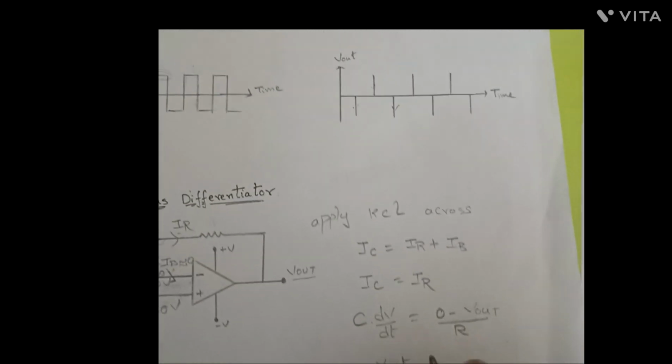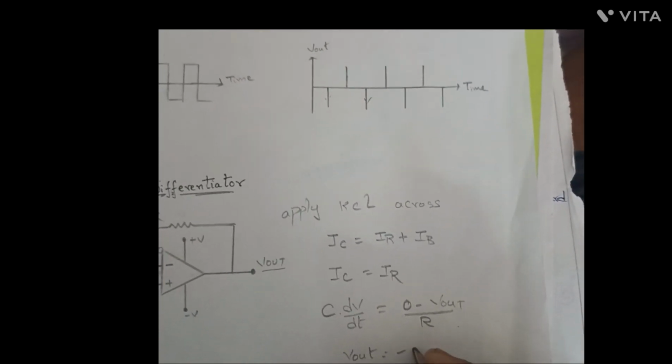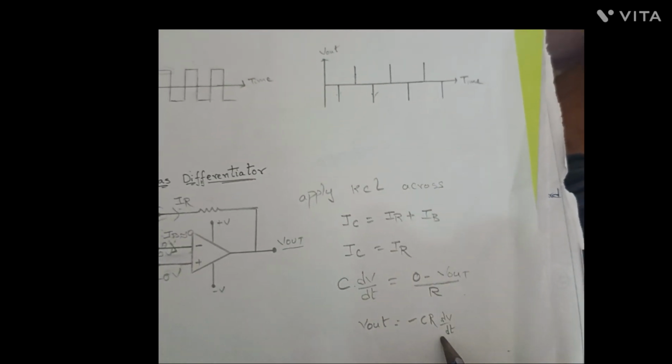Vout is equal to minus CR dVin by dt. By this we can say the output voltage of the amplifier is directly proportional to the change in voltage of the input. This is the principle involved in it.